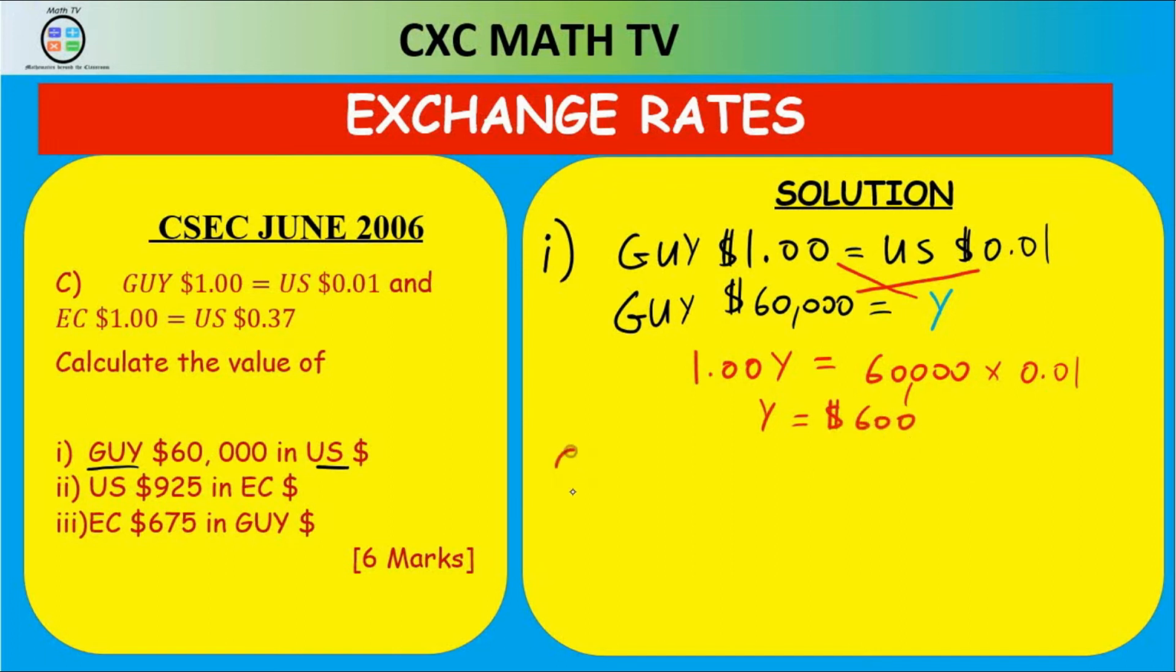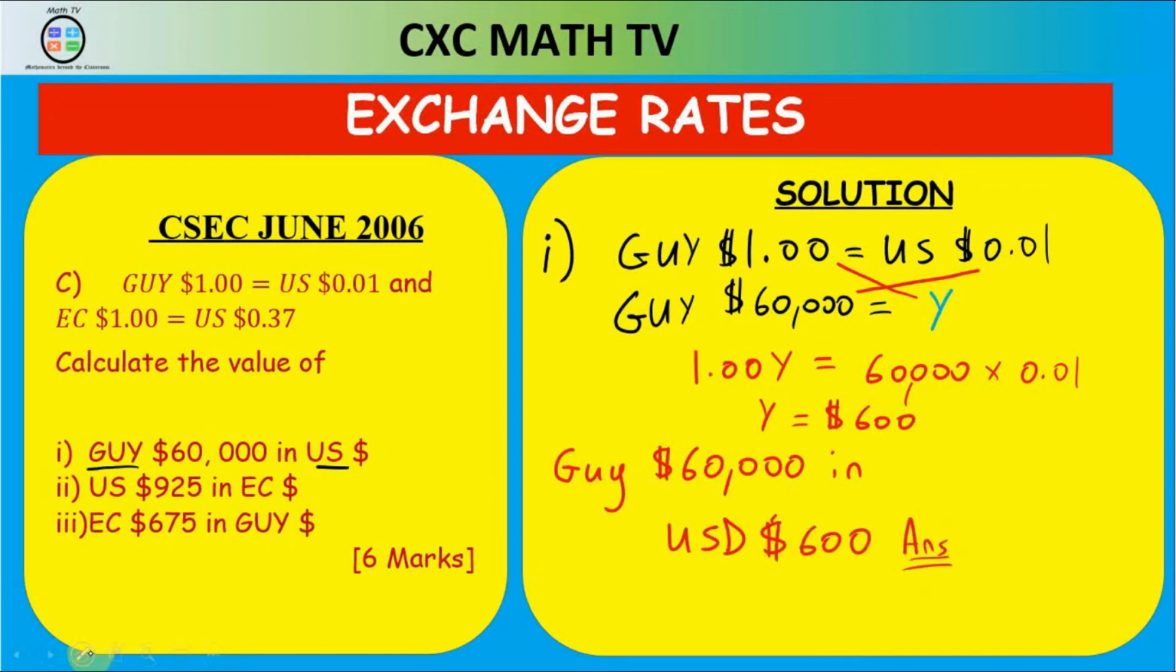So what we're saying then is Guyanese 60,000 is USD $600. That's it. So it's just 600 US dollars.